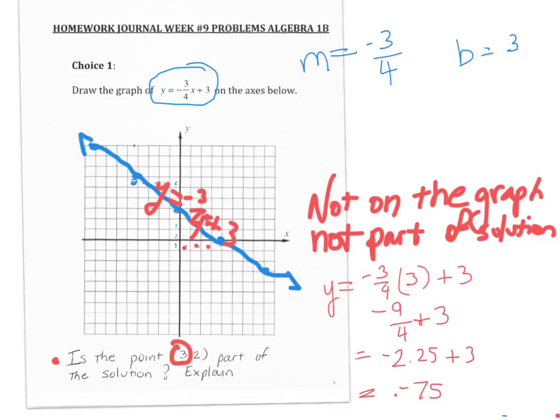Which does not equal what I originally had, what I have here, as part of my set. 2 does not equal 0.75, so this point is not part of my graph.